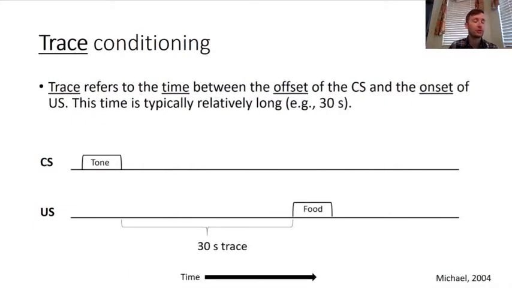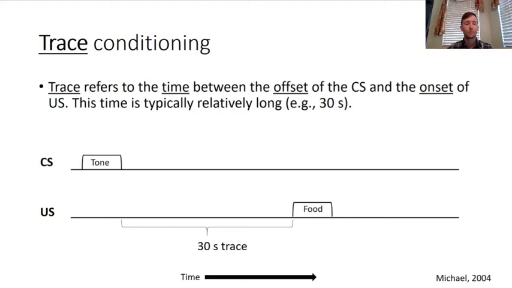Okay, trace conditioning. Now, trace refers to the time between the offset of the CS and the onset of the US. And this time is typically relatively long, so 30 seconds is considered relatively long here. And so notice that the CS is presented before the US, again, just like in short and long delay conditioning. Except the tone is on, and then it's off, and then there's this period of time where there is no trace of the CS. That's how I look at it. There's no trace for 30 seconds, and then there's food onset. Okay, so that's trace conditioning.